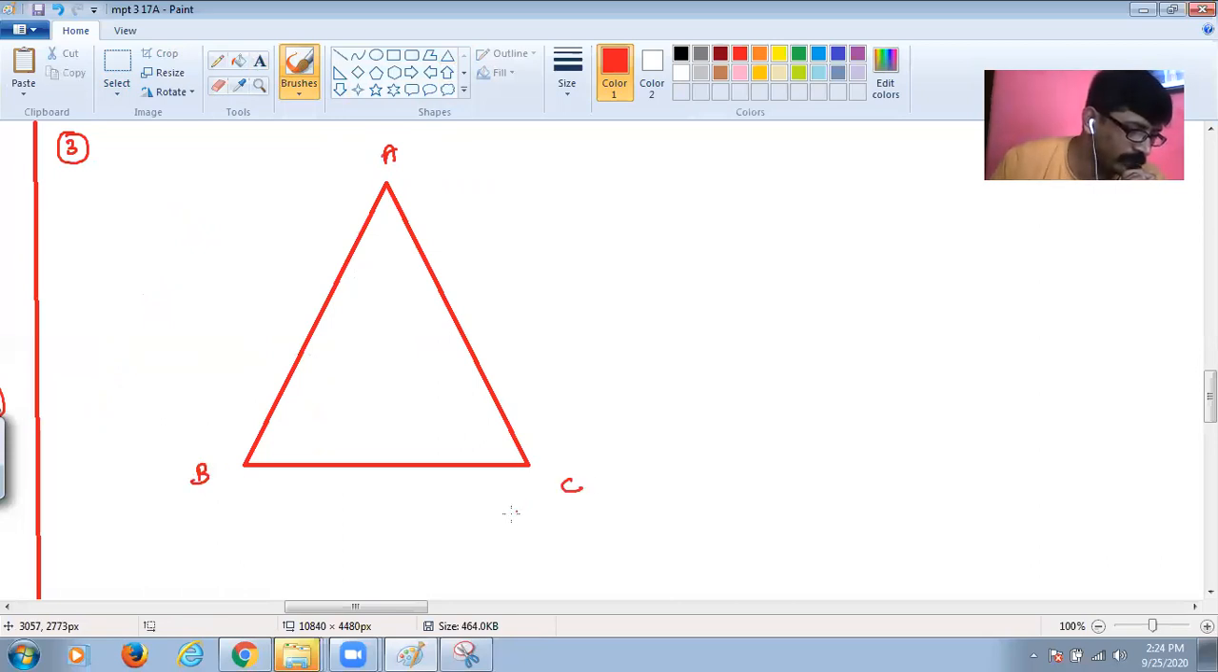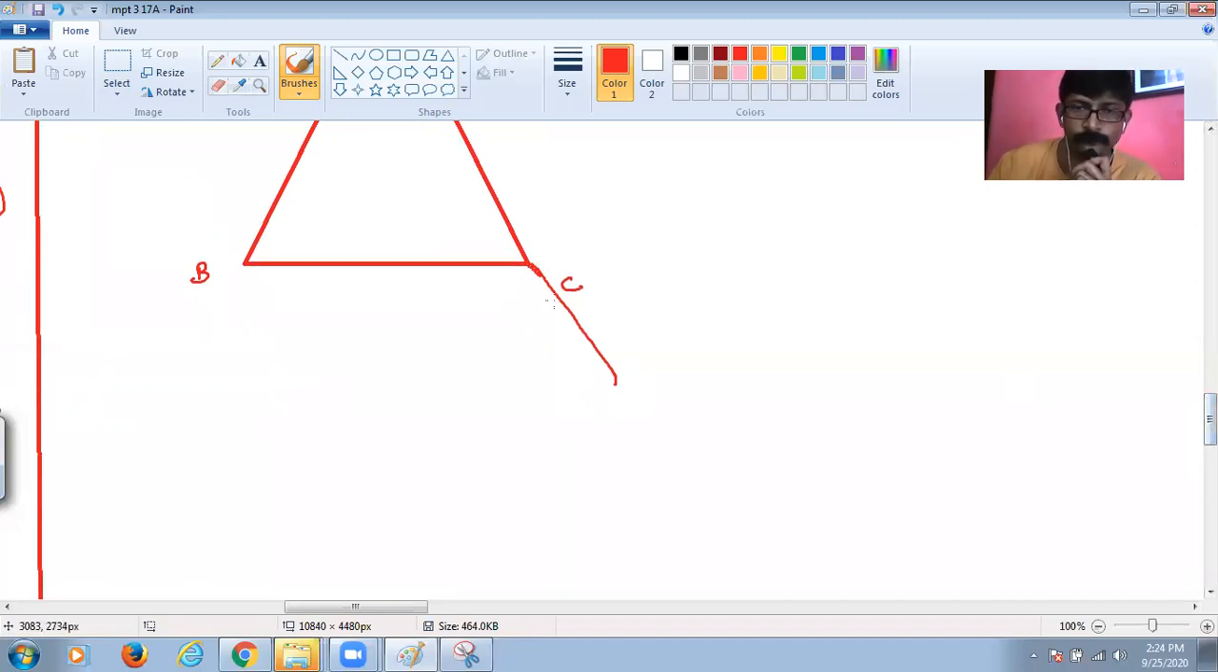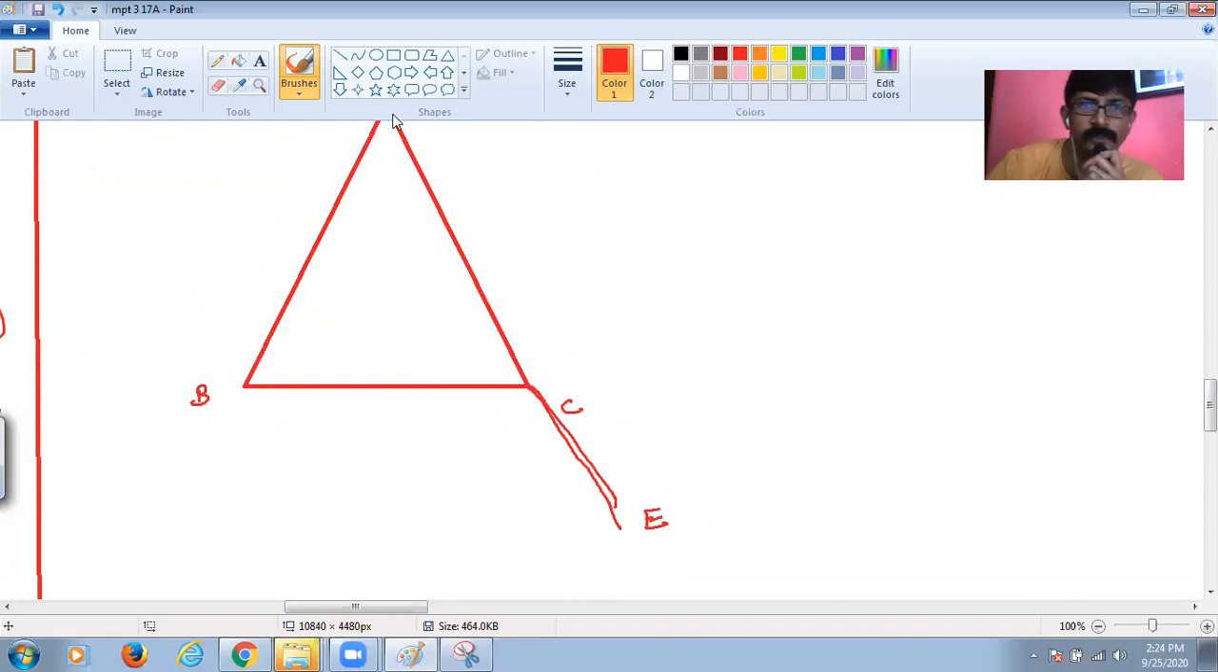Side AC of triangle ABC is produced to point E so that CE is half of AC. So we're just producing it. CE is produced so that it is half of AC. इसका मतलब क्या है? See, suppose if AC is 10, then CE would be 5. You understood?